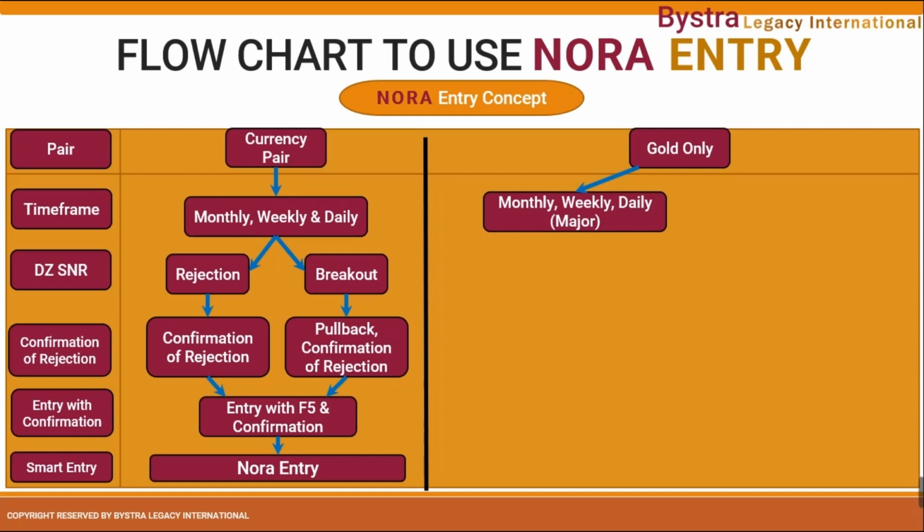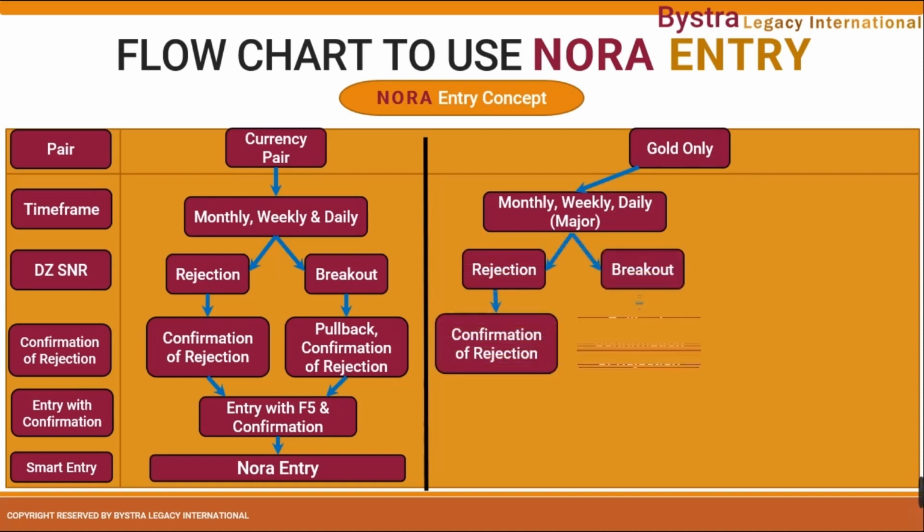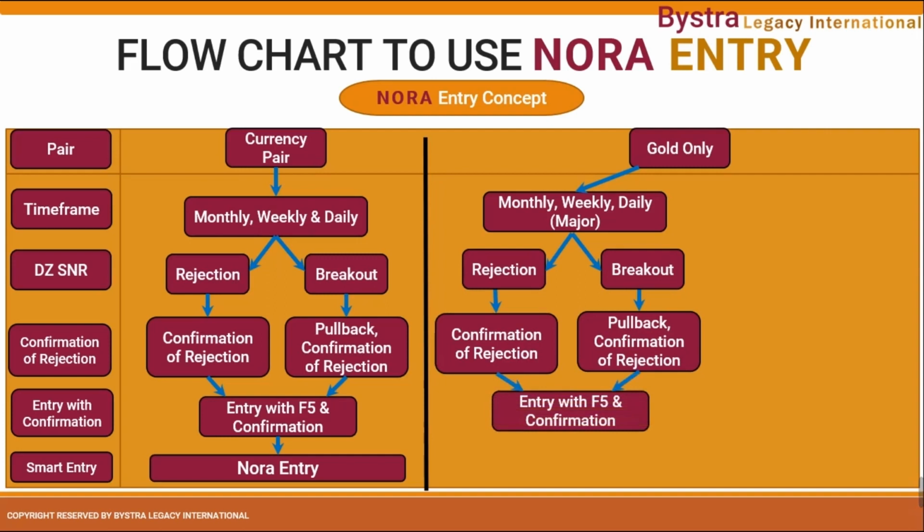So same goes with this concept. The time frame, we can go to the major, monthly, weekly or daily. And then when there's a rejection, there's a confirmation of rejection, then we will entry. Same goes for breakout, price comes back to test as a new support, new resistance. There's a confirmation of rejection, entry with F5. And we will use the Nora entry to even lower our risk. So the goal on the monthly, weekly, daily time frame will be the same as the currency pair.